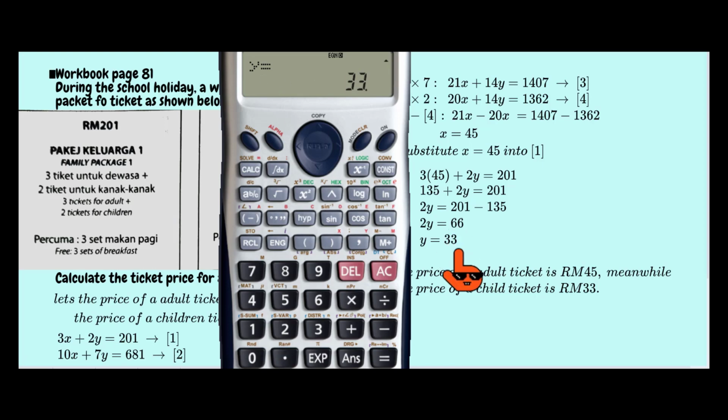There's a way to check the answer after you finish solving the problems, whether you use the substitution method or the elimination method.